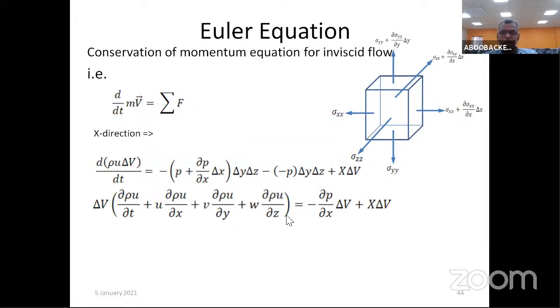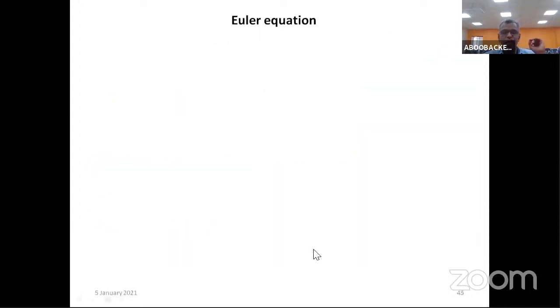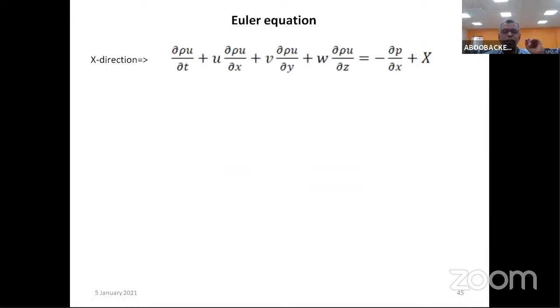From all the directions together, we will get, for expanding this rho u, this. So this is the local acceleration multiplied by the density, then the convective accelerations, and the pressure, these result in dou p, the pressure gradient, and the body force in x direction. So this is one component of the Euler equation in x direction. Similarly, you can write the other directions.